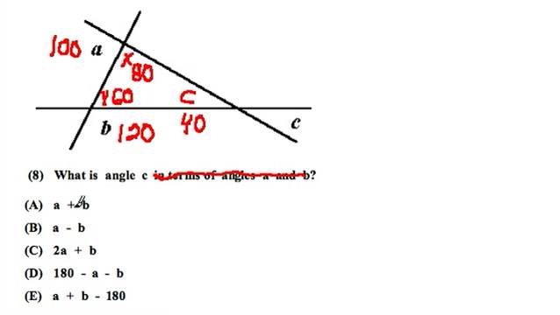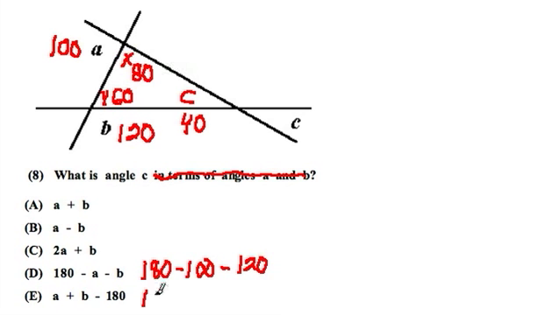So next we check our answer choices, because the answer that's true in general also has to be true for any specific numbers. And so the answer that's equal to C has to be equal to 40 for the numbers we've chosen here. A plus B is 220, too large. A minus B is negative. 2A plus B is too large. D, 180 minus 100 and minus 120 is going to be negative. So let's hope E works.